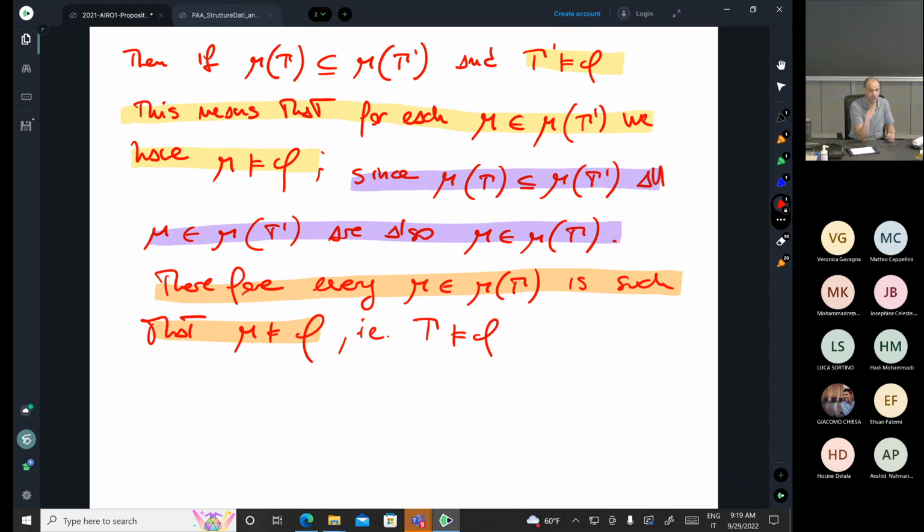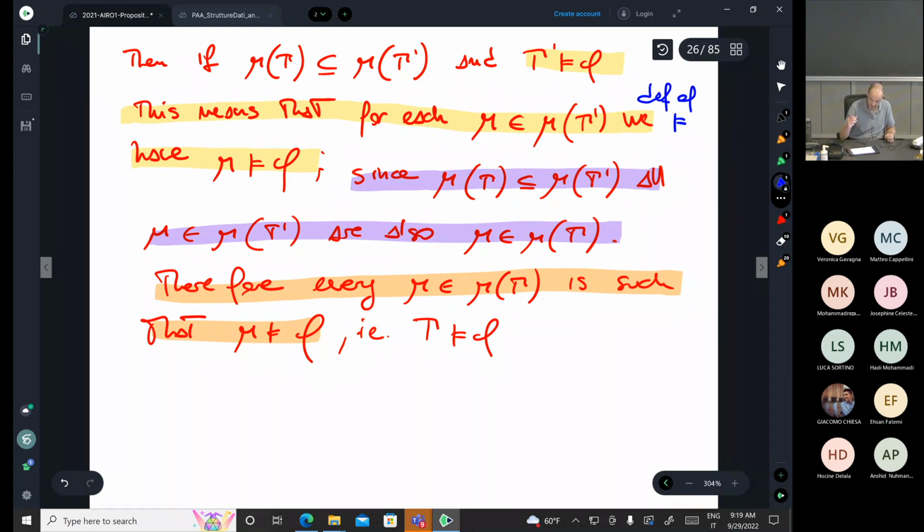So I outlined the single steps. This is about the definition of entailment. This is about subsets. And this is again from the definition of entailment.